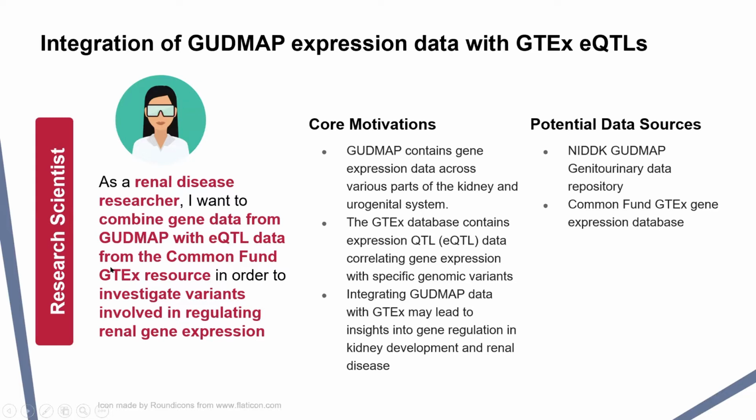This is the first use case. It's from a renal researcher who would like to look at the gene expression data coming from various parts of the kidney and map that with the data that's in the GTEx database, where this is gene expression data with specific genomic variants. So these two data repositories are completely different, and it would be pretty much a labor of love if you wanted to try to link the expression data from the kidneys with the GTEx data set. This is something that I think we can do, and I'm going to show you a little bit about how we might be able to enable a use case such as this.